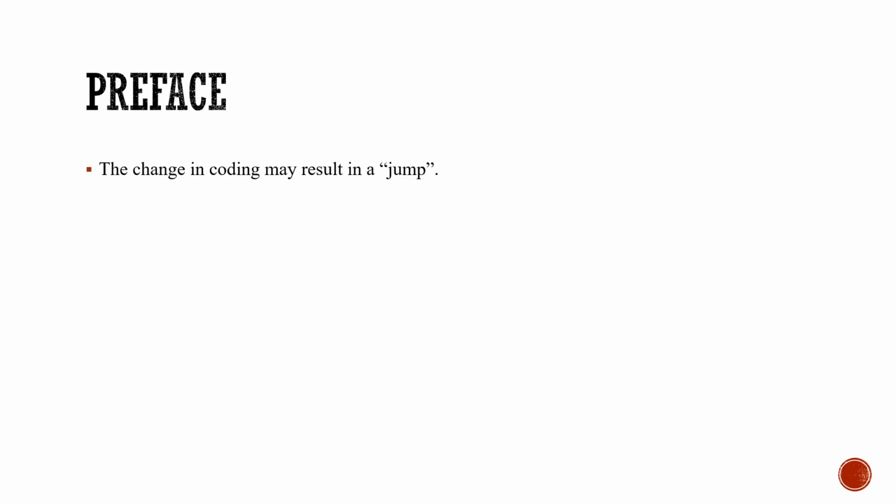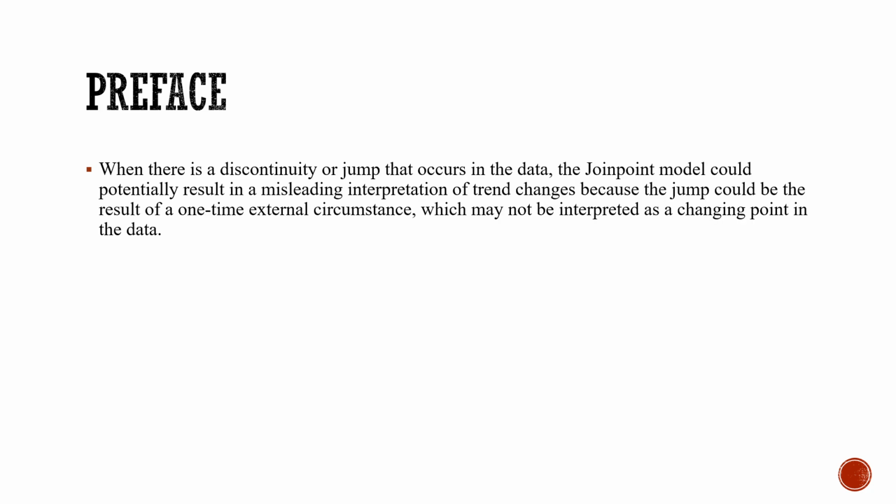The change in coding may result in a jump. This jump could be either positive or negative, meaning that the number of individuals with the condition of interest could show either an increase or a decrease based on the new code. When there is a discontinuity or jump that occurs in the data, the joint-point model could potentially result in a misleading interpretation of trend changes, because the jump could be the result of a one-time external circumstance which may not be interpreted as a changing point in the data.